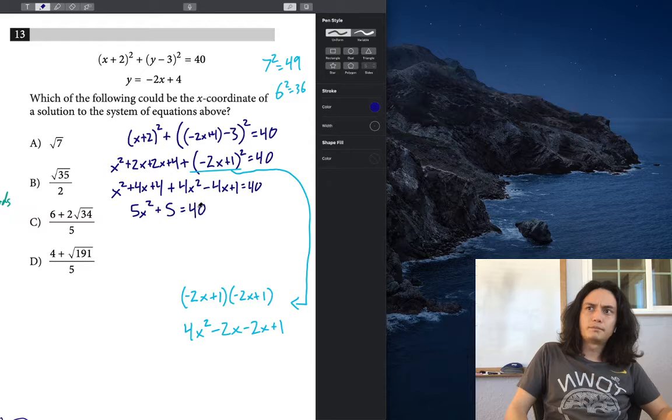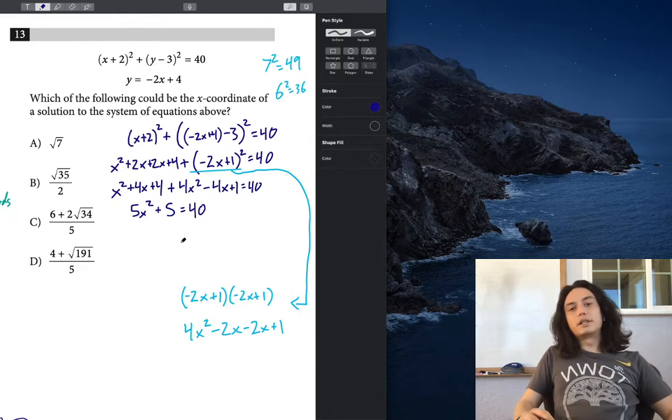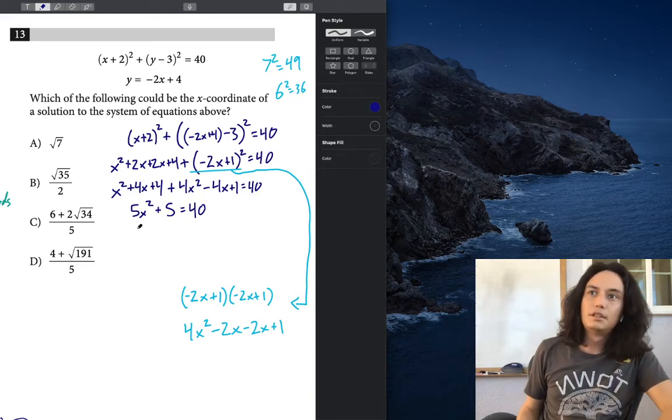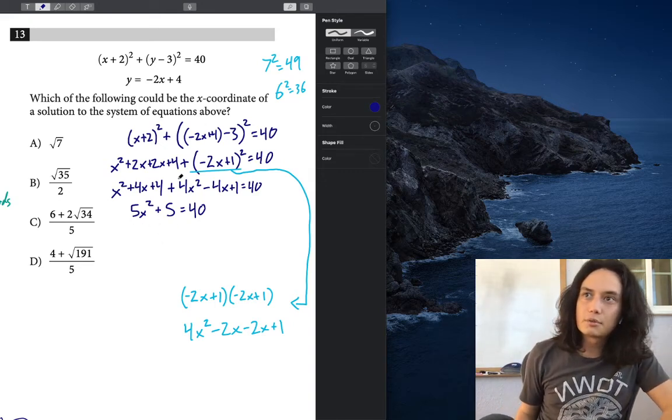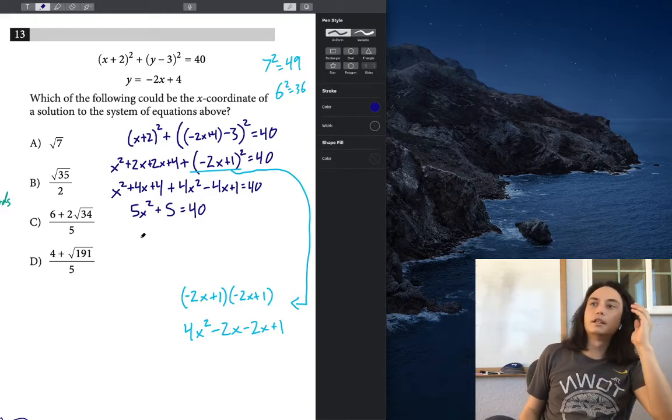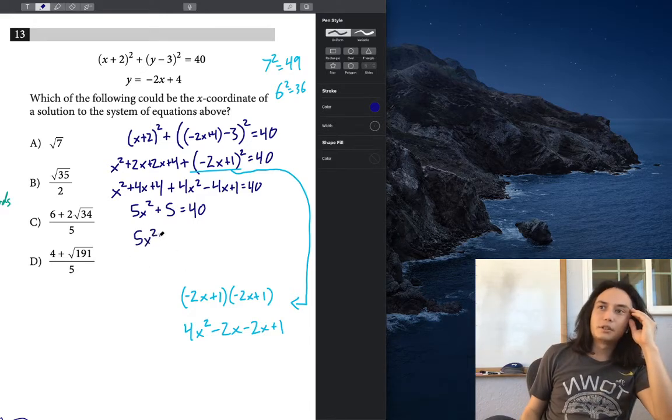Equals 40. Oh my god, are we going to not have to use the quadratic formula? This is so simple. Let's just double check. x squared plus 4x squared, that's 5x squared. 4x minus 4x, that's nothing, right? 4x minus 4x, that's 0. Plus 4 plus 1, that's 5. Oh my god. 5x squared equals 35. This is 40 minus 5.